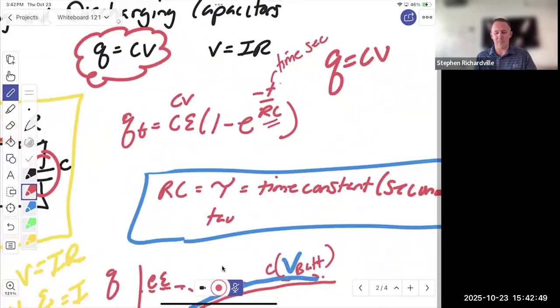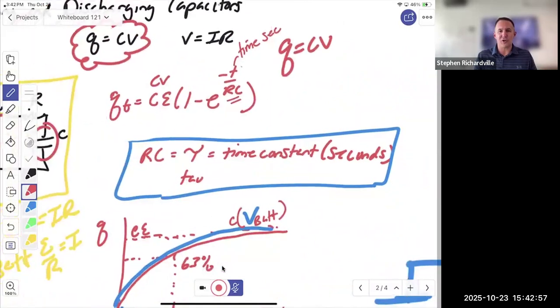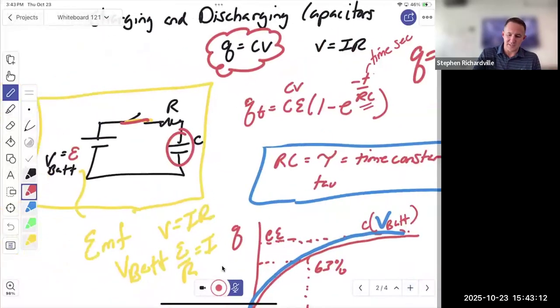This is called tau. It's the time constant. The time constant is defined as the amount of time it takes for the charge to reach about 63% of its maximum charge. There's about 37% left at this point. That's the time constant. It's multiplying R times C. So tau is in seconds as well.